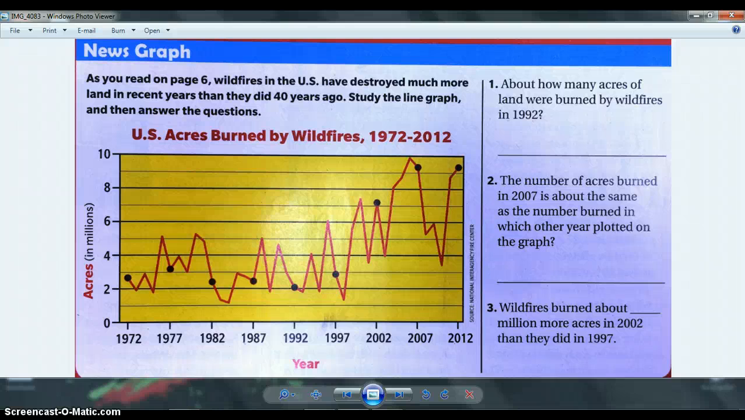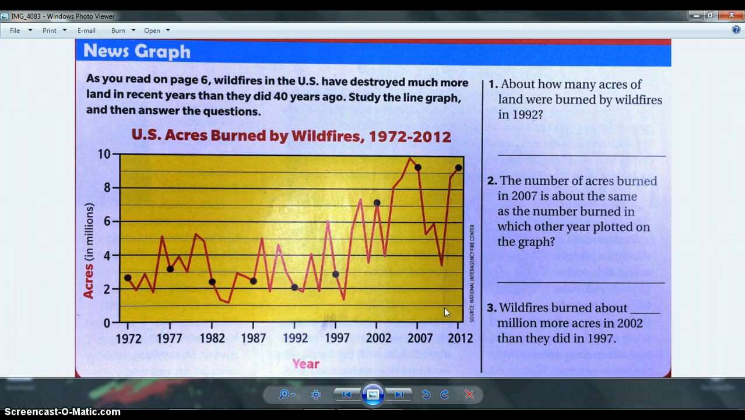In this week's social studies assignment, we'll be looking at a graph about the U.S. acres burned by wildfires between 1972 and 2012. This chart is based on the story in your Scholastic articles on page 6. So if you'd like some context, you can go back and read that short, fun article. All our questions here on the right-hand side are going to be based on this graph right here.